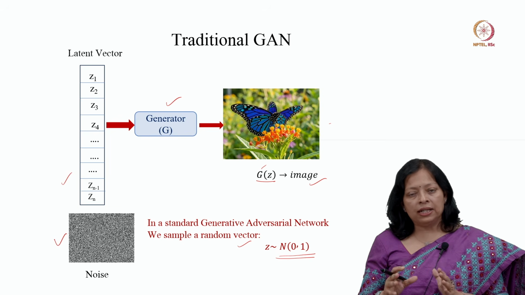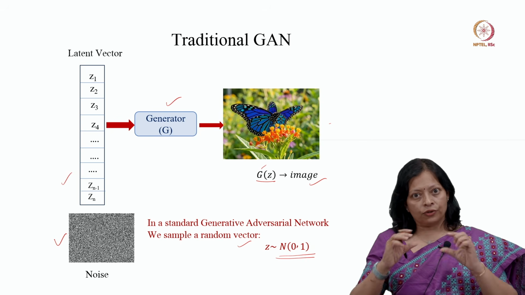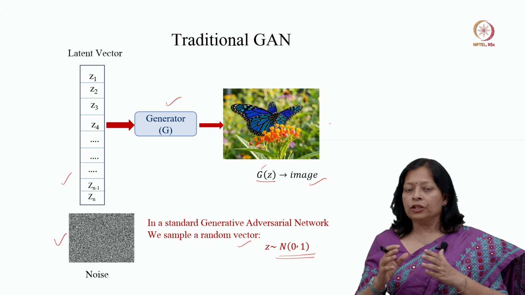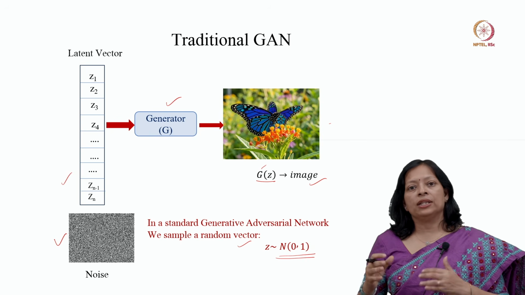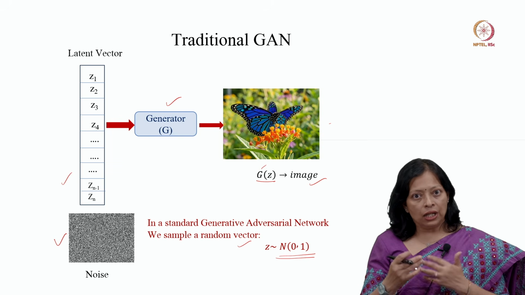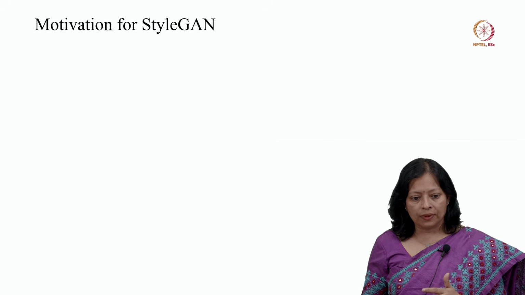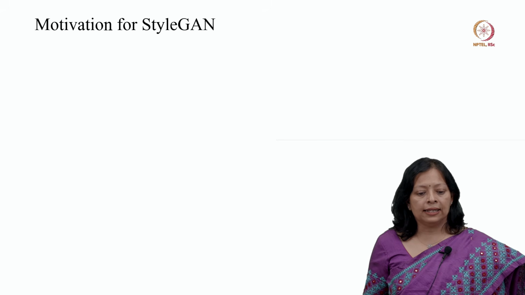Now, the limitation of these GANs is, suppose I want to change the color of the wing. Can I do that independently without changing the pose or the posture of the butterfly? That is the limitation. It is not possible in traditional GANs. So, what is the motivation for StyleGAN?